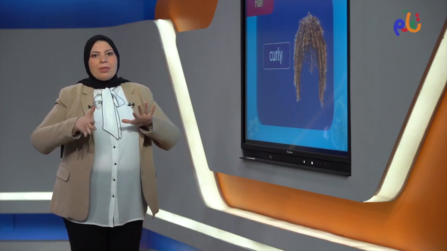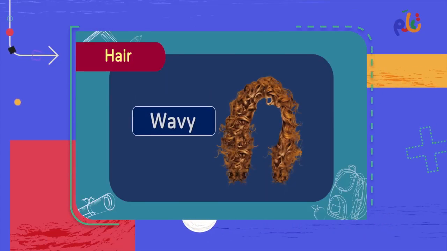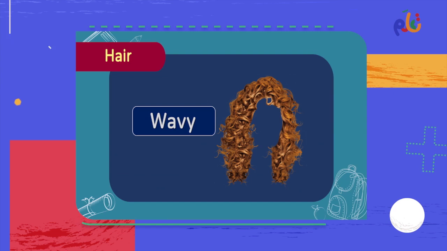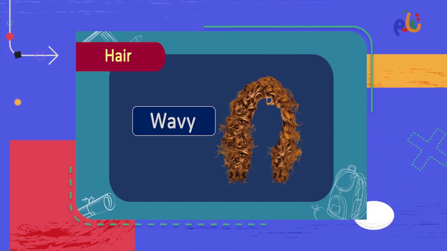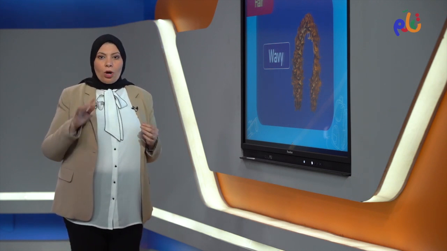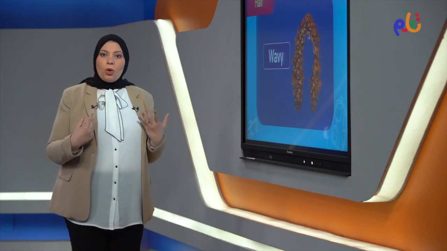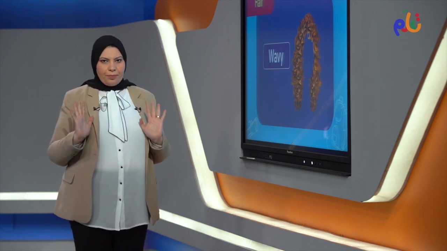Okay, we have something in the middle. It's not straight and it's not curly. So this would be the option of wavy hair. So by this, we have 3 different looks for the hair. It's either straight or curly or wavy, which is not straight and not curly.